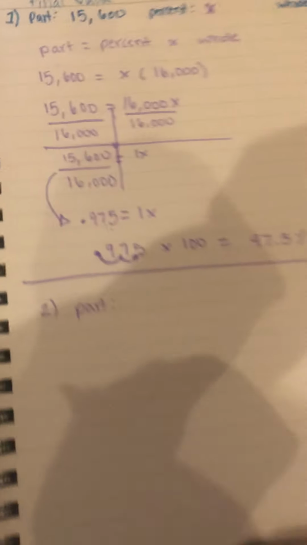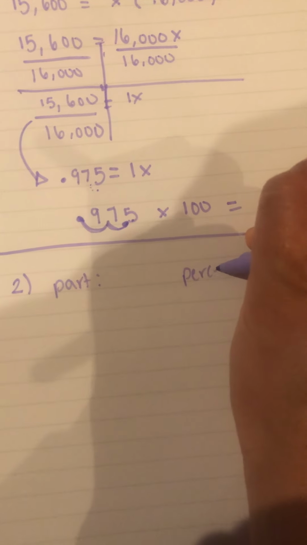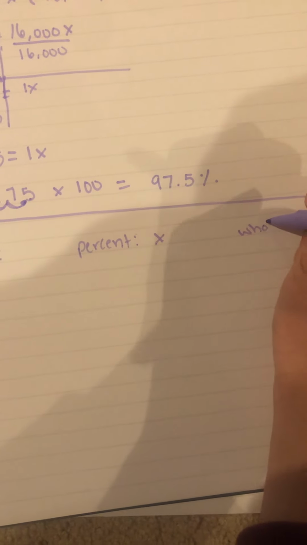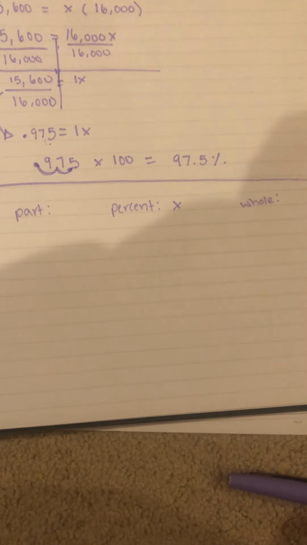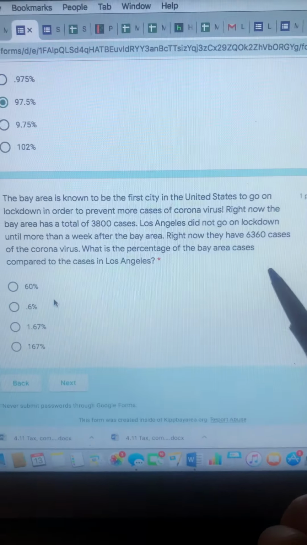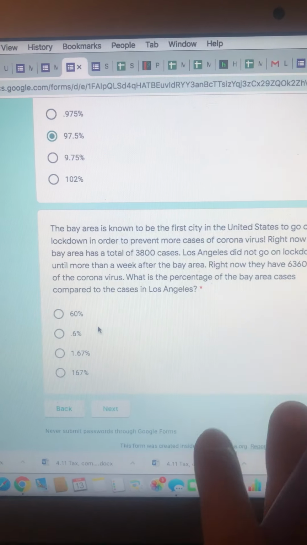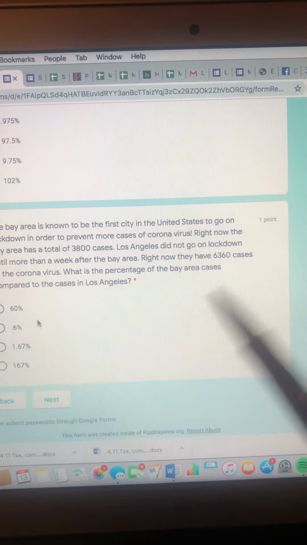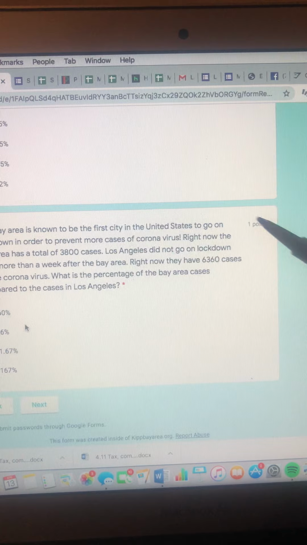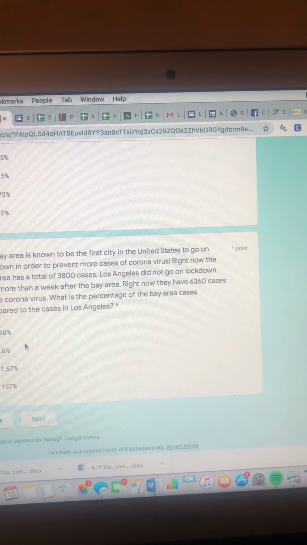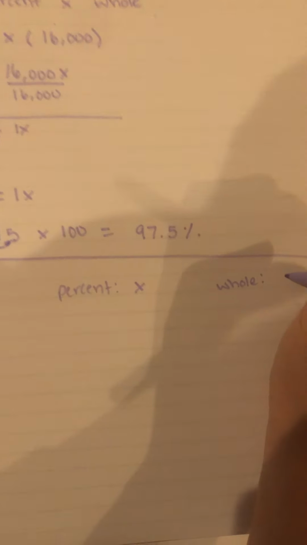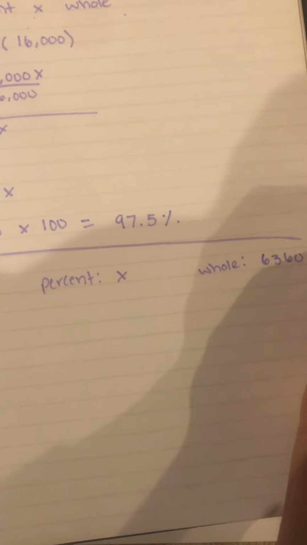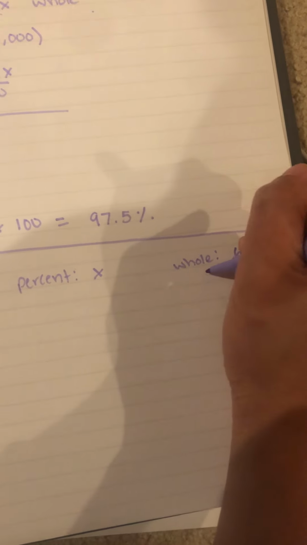So I'm gonna go ahead and write it. I'm going to do the part, the percent. We already know that we have to find the percent, so I'm going to put an X here, and this is going to be the whole. Now, here's what it's asking: what percentage of Los Angeles is the Bay Area, which means that the cases in Los Angeles are going to be our total, our whole, the initial value. And this is because we're comparing the Bay to Los Angeles. So this is going to be 6,360. That is the whole.